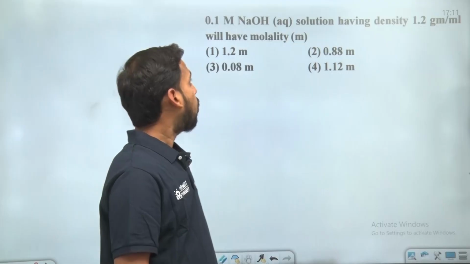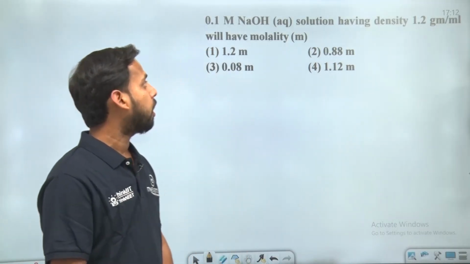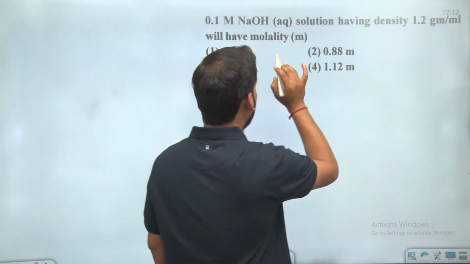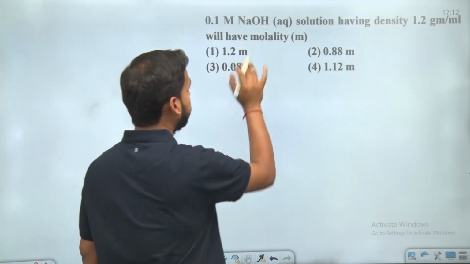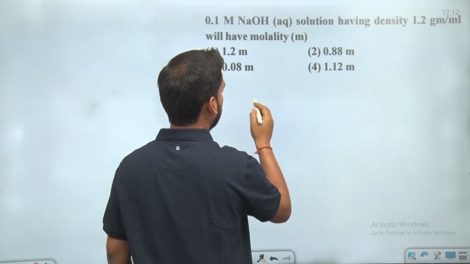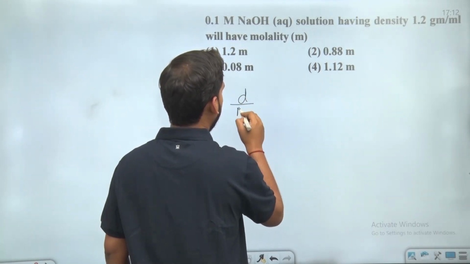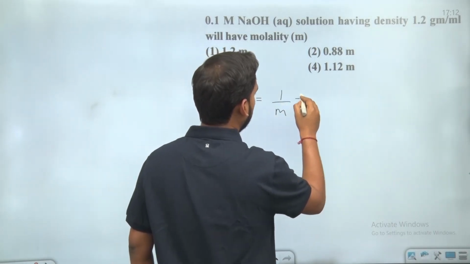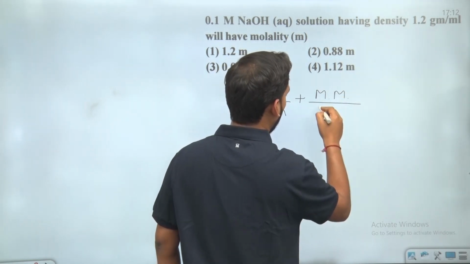Next question: 0.1 molar NaOH aqueous solution having a density of 1.2 grams per ml will have what molality? So we have a clear relation between the molarity and the molality. The relation is density divided by molarity is equal to 1 upon molality plus molecular mass divided by 1000.